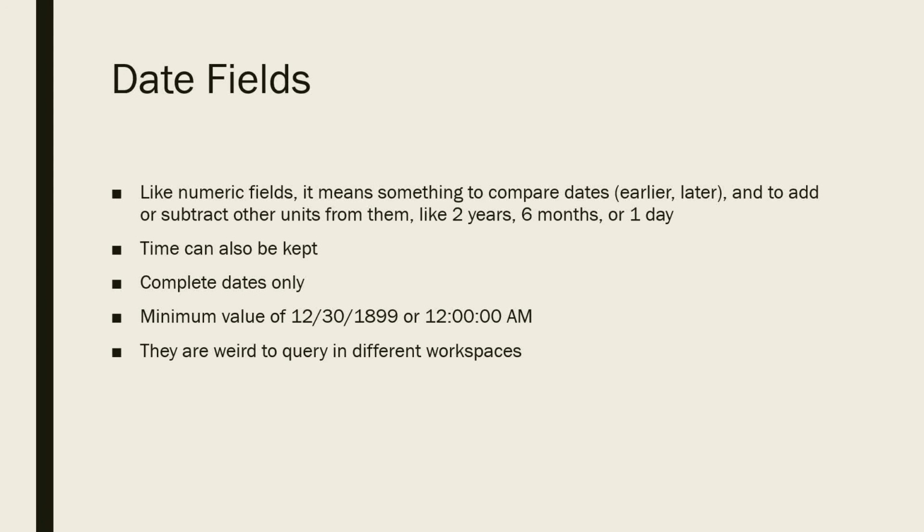Time can also be kept in a date field, so don't let the name fool you. You can keep a precise date and time of like when something was done, when something was installed. Those are good things. But the minimum value of a date field is going to be December 30th of 1899 or 12 a.m. Different databases have different minimums, but I bring this up because if you want to store something that's really old, then you might have to go with like a string field or something.